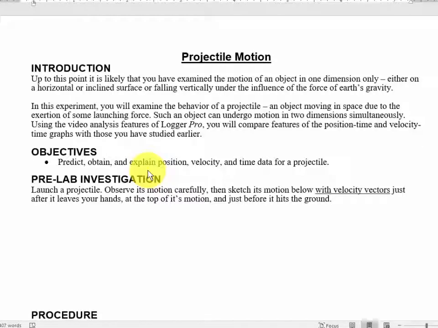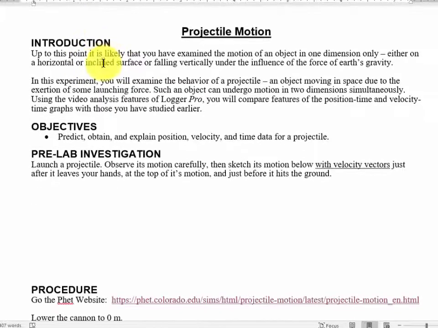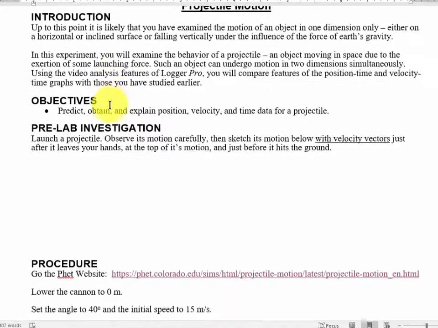Alright, this is an introduction for lab number 3, and for this particular lab, I will admit that it is a little on the weak side. It's a little too easy, but it is what it is. It's the best I was able to do.